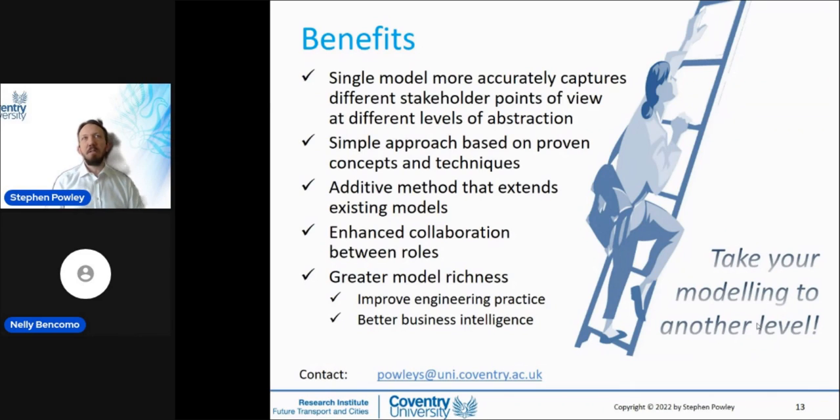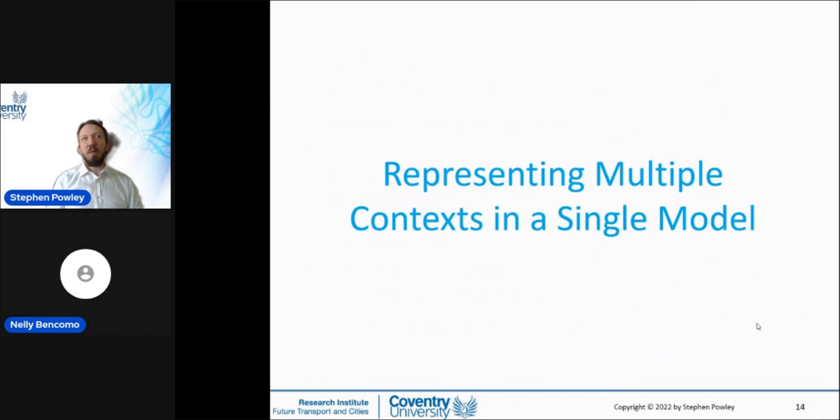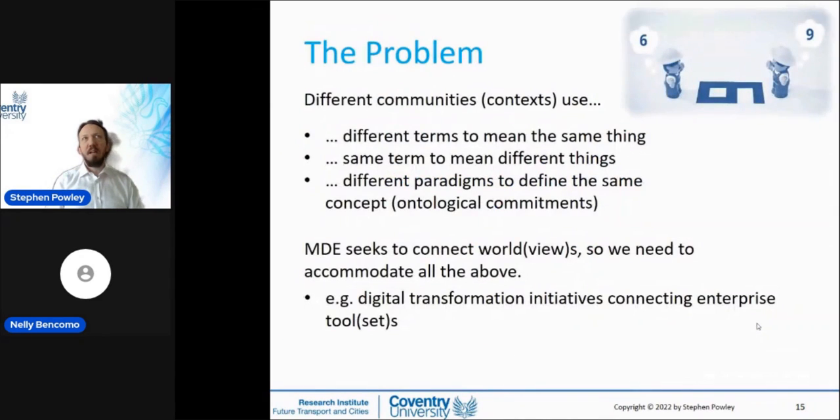And by having everything in a single source of truth, you can start to question the model and get better business intelligence. So moving on to multiple contexts in a more general sense, what we find is different communities use different terms to mean the same thing, the same term to mean different things. And even when they're talking about the same thing, they may use different paradigms to define the same concept. And they've got different underlying ontological commitments, to use the theoretical language.